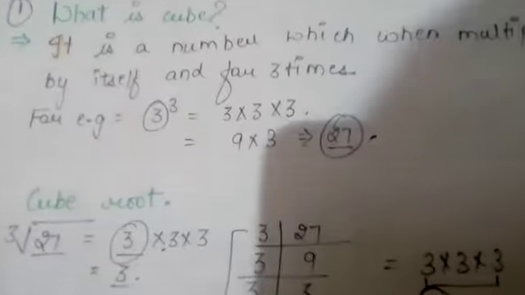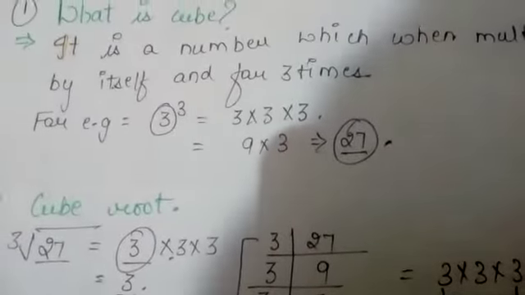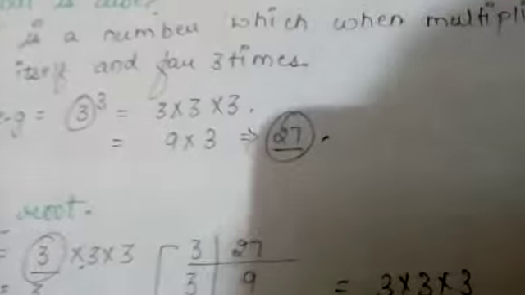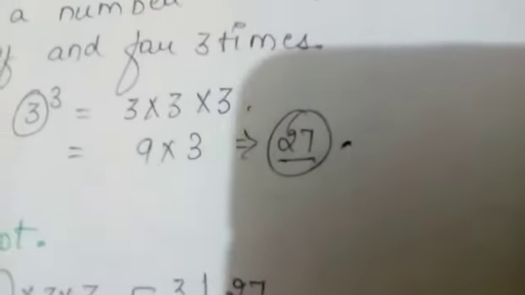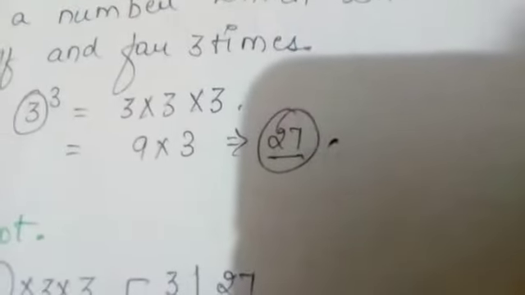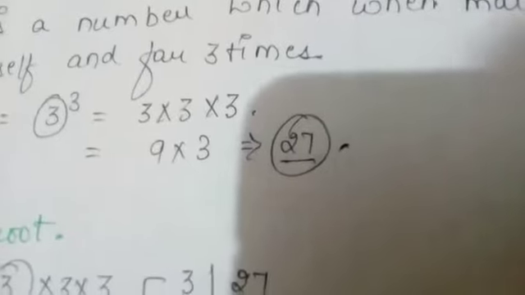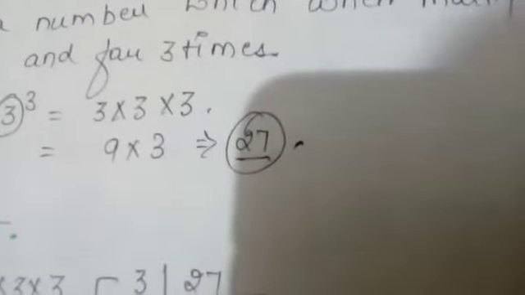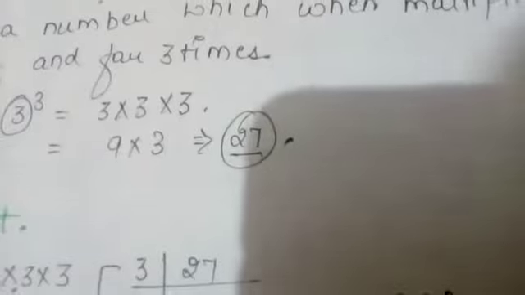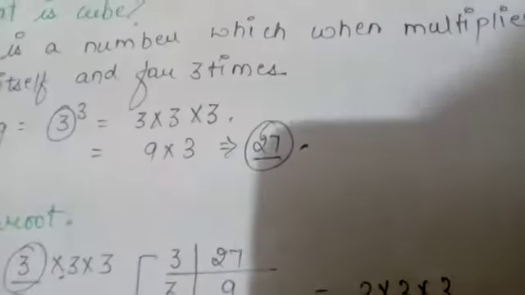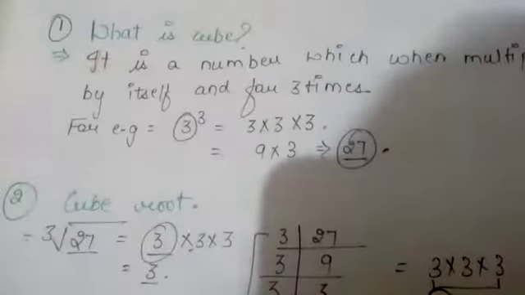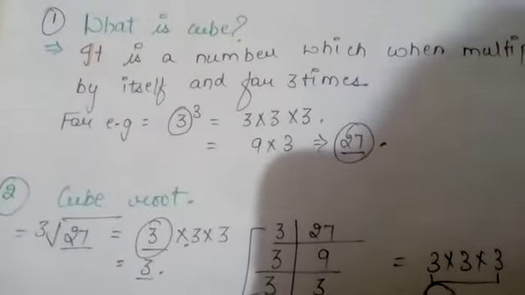For example, we take a number 3 and we have to find the cube of 3. So what do we do? Here you can see there is 3, which is multiplied by itself 3 times. 3 into 3 into 3 is equal to 27. So the cube of 3 is 27.